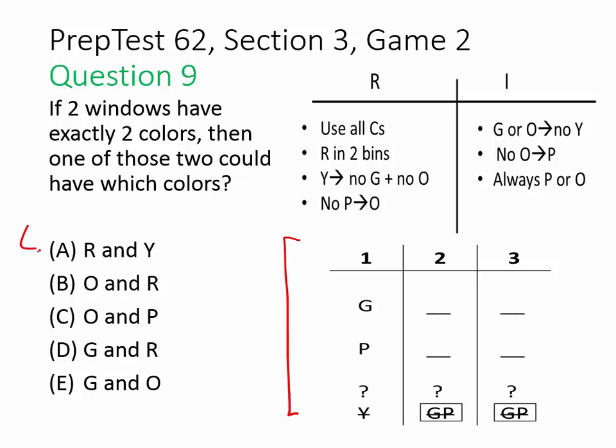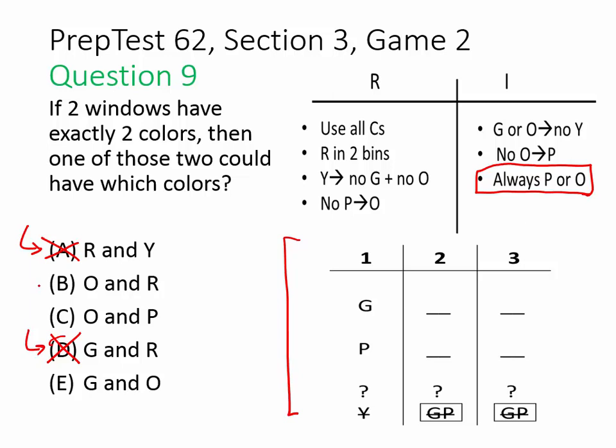Well, let's take a look at answer choice A. If one of those windows has the colors R and Y, we are breaking one of our central inferences right off the bat. We know that we have to have P or O in every single window. Thus, that can't possibly be the right answer, and we can get rid of that right off the bat. Likewise, D is lacking P or O, so we can put D on our list of impossible answer choices.